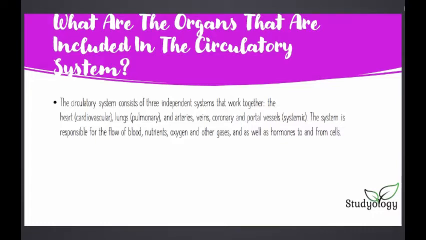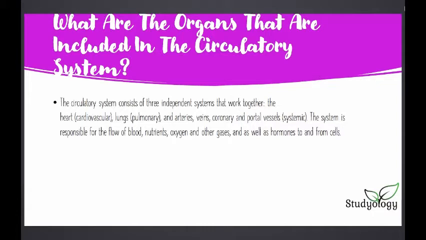So you can see the heart, the cardiovascular; the lungs, the pulmonary; and the arteries, veins, coronary, and portal vessels are systemic. So there are three systems that work together: the cardiovascular, in which the organ included is the heart; then the pulmonary, in which the organ included is the lungs; and the systemic, in which the organs are portal vessels, coronary, veins, and arteries.